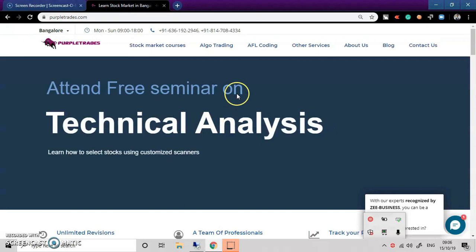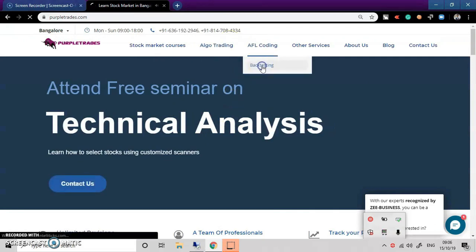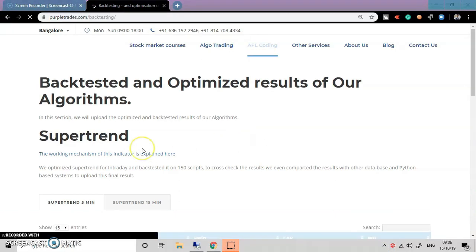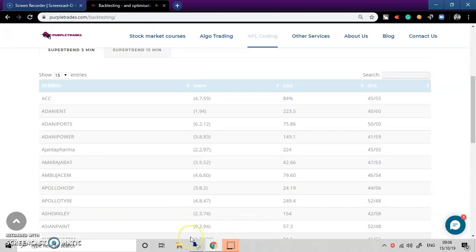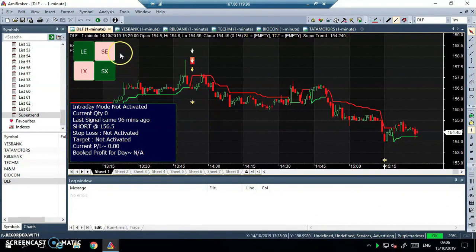I have already uploaded the optimized parameters for Supertrend with Martingale on our website. So say today is 15th of October. When I was doing this recording, it was 15th of October, and I quickly took the parameters on 15th of October for 6 to 7 random stocks and applied them on a 5 minute chart, and I run it. So I'll just show you how to run it. I go to AFL coding backtesting and check the values of Supertrend 5 minutes backtested for random stocks, and I've already done this.